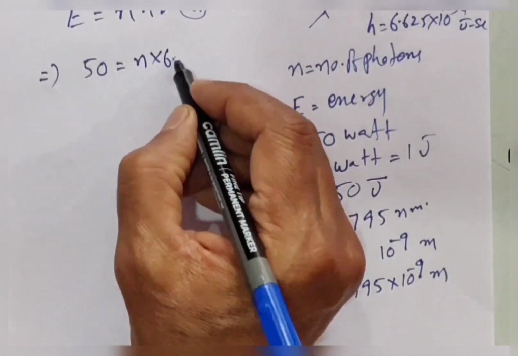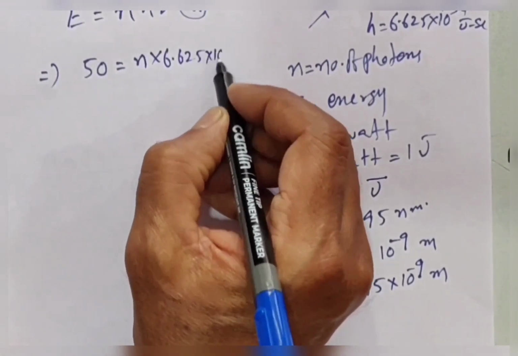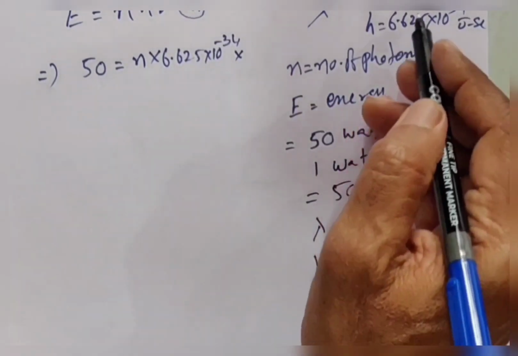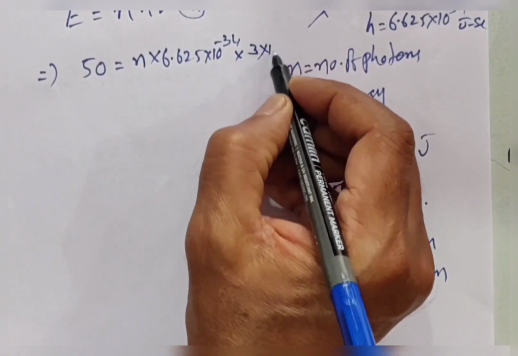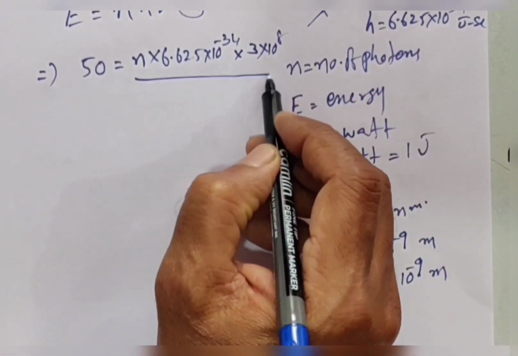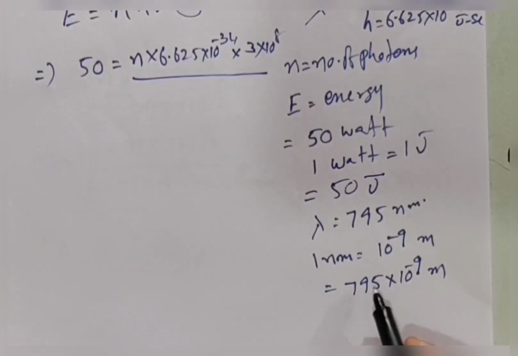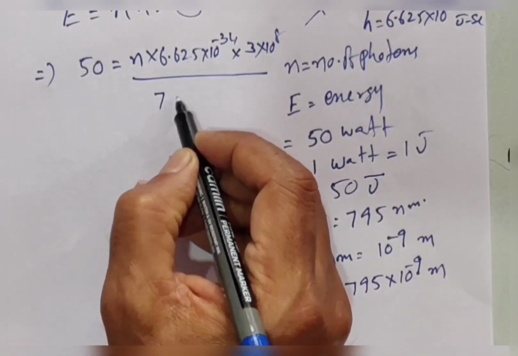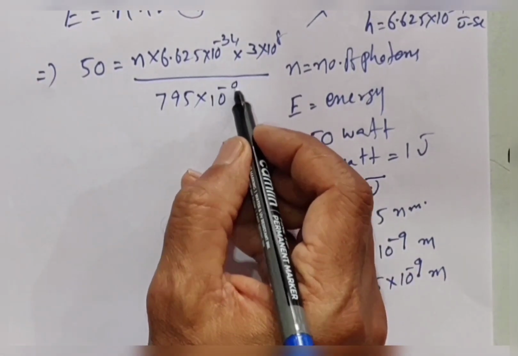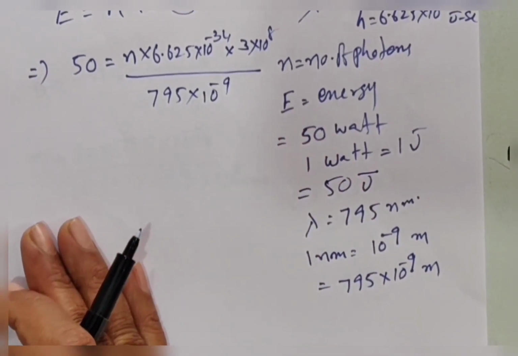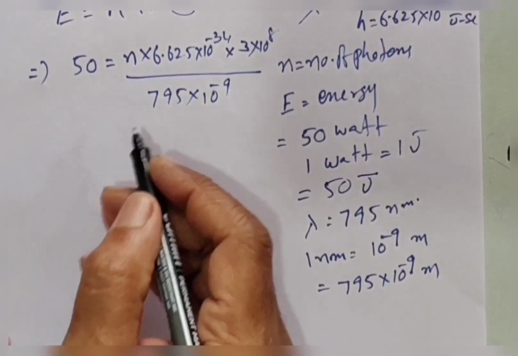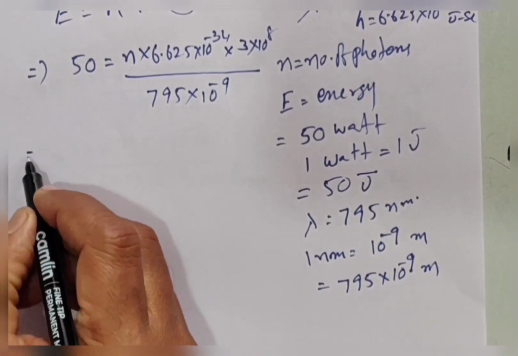h is 6.625 into 10 power minus 34. And c value is given, that is 3 into 10 power 8 meters by lambda value. So lambda is 795 into 10 power minus 9. So all values are in meters and joules. Right? Now you have to simplify this one.